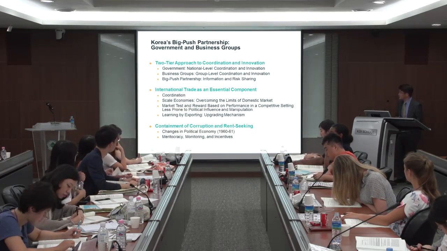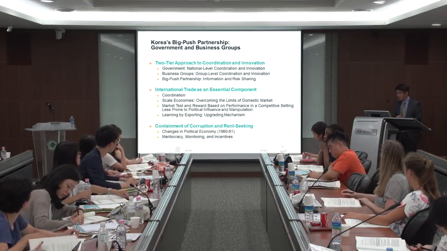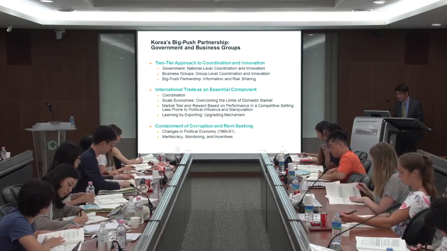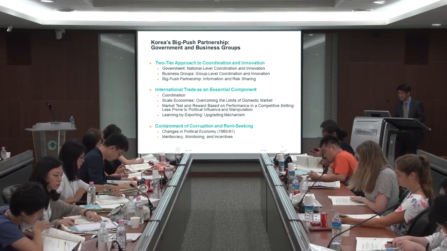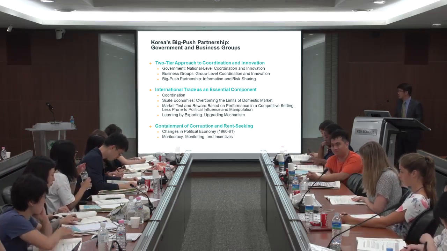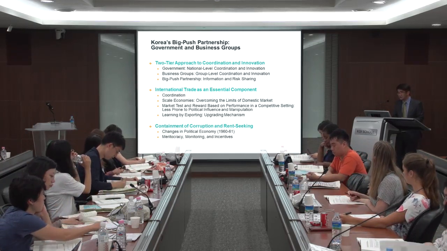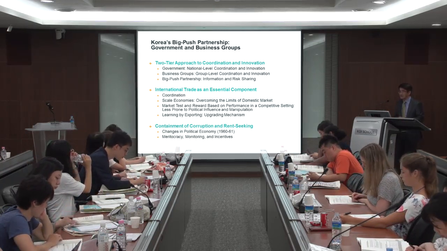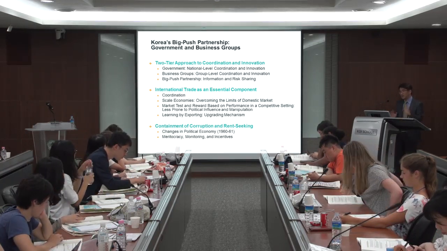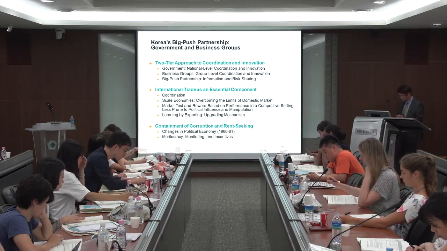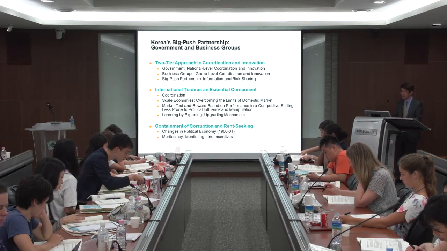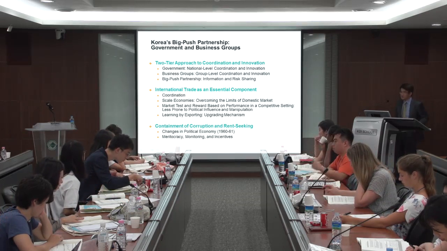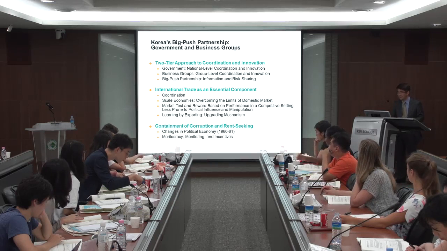Now, I mentioned huge political changes in the early 1960s, the student revolution in 1960 and the military coup in 1961. And as a result of these political changes, what came to be known as Korea's Big Push Partnership was created, a partnership between the government and business groups. Okay? And basically, this model contained 3 key elements.